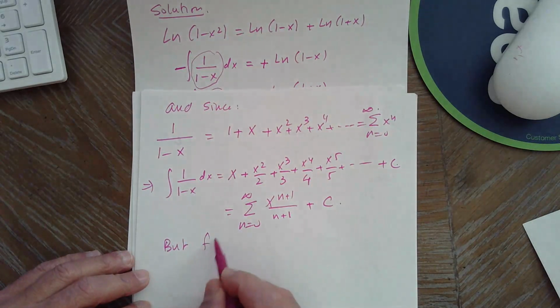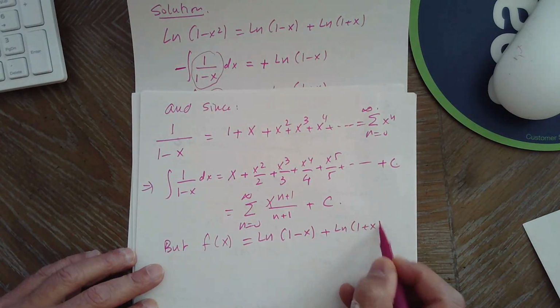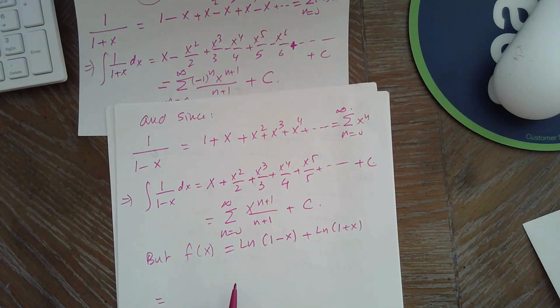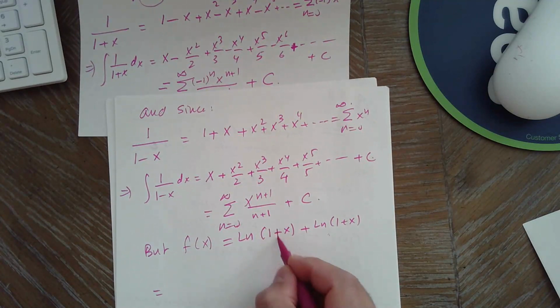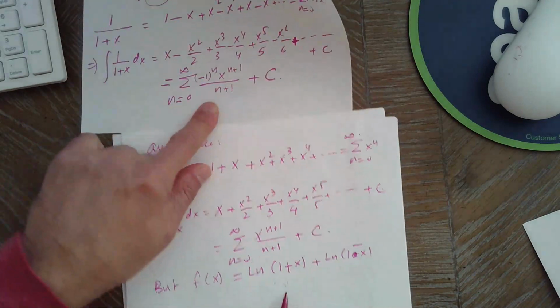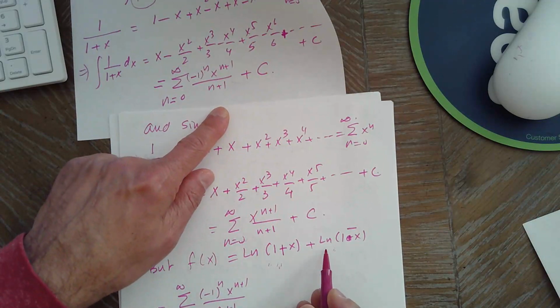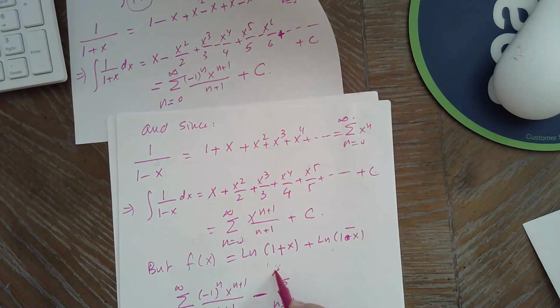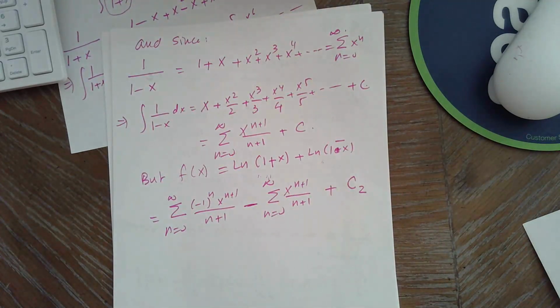But f of x equals ln of 1 minus x plus ln of 1 plus x, which is going to equal, so for ln of 1 plus x, it's the sum from n equals 0 to infinity of negative 1 to the n, x to the n plus 1 over n plus 1, plus ln of 1 minus x, which is going to be minus that because of the negative, the sum from n equals 0 to infinity of x^(n+1) over n plus 1, plus, let's call it c2, which is the sum of these two constants.